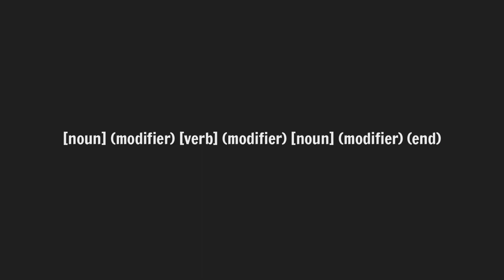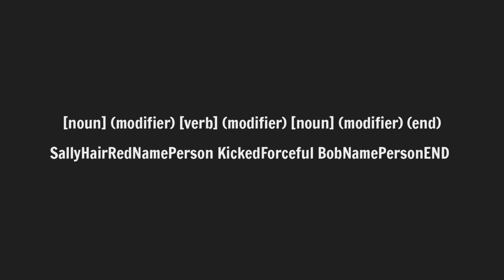There's a group modifier which I believe kind of creates sentences, and an end modifier which signals the end of a sentence. So a basic sentence in Reformed Kadian would follow this structure. So if I were to say Sally, who had the red hair, kicked Bob hard, it would be formatted like Sally, hair, red, name, person, kicked, forceful, Bob, name, person, end. And for compound sentences, you simply go simple sentence plus a junction plus simple sentence. Text is written left to right, top to bottom, and speakers communicate in Reformed Kadian by their thoughts through their brain implants.